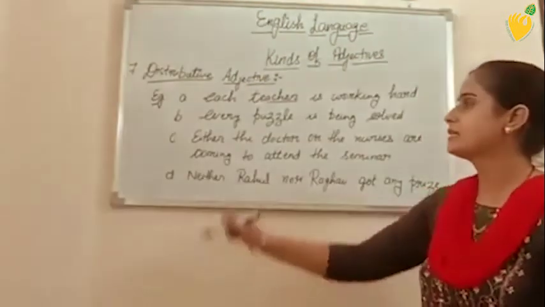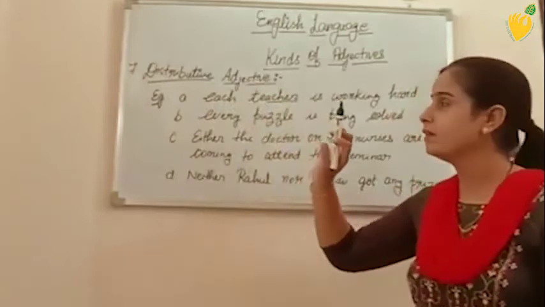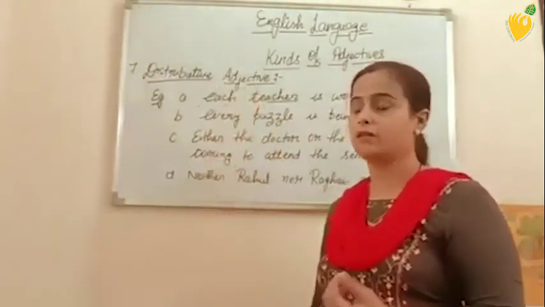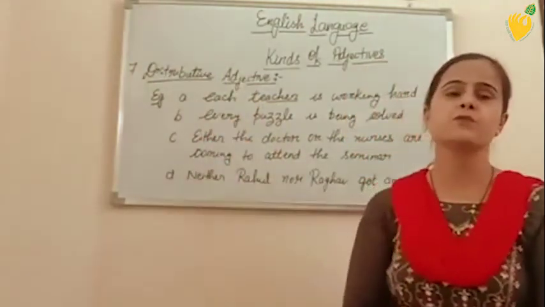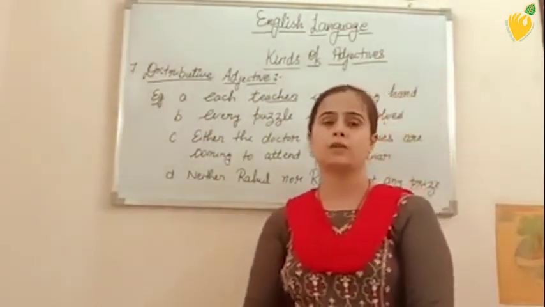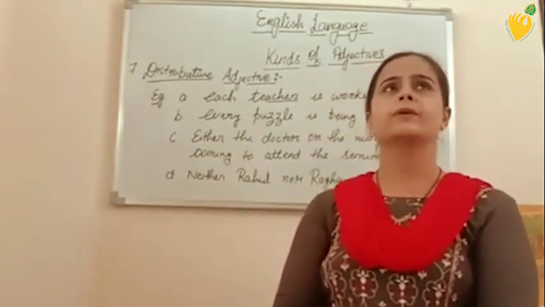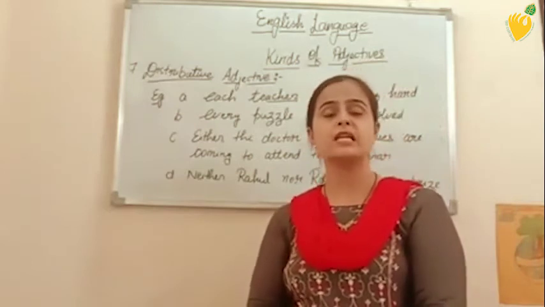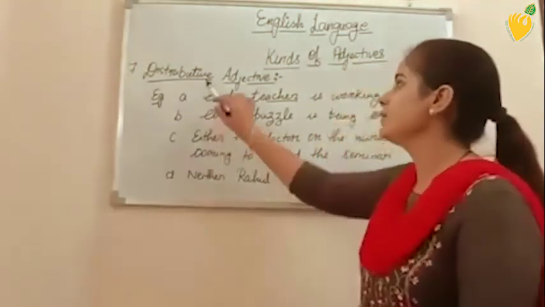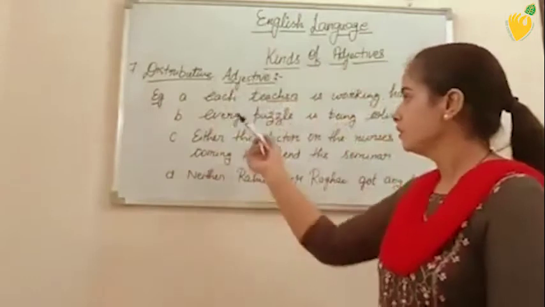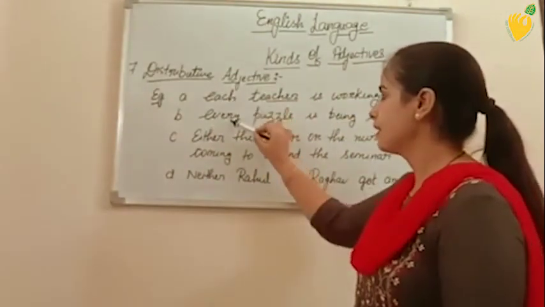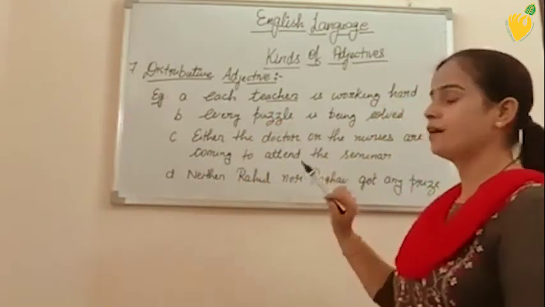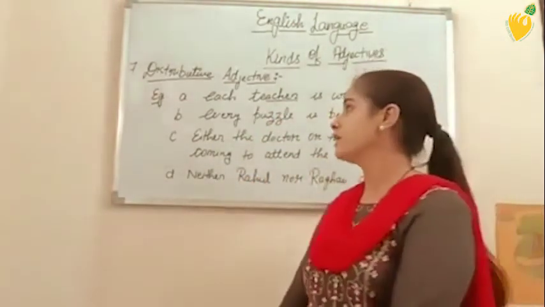Now, students, the seventh one is distributive adjectives. Distribute means to divide something. So, the words which we use to distribute the members or things of a group, or you can say the adjectives which we use to refer to each one of the nouns, are known as distributive adjectives. The words such as each, every, either-or, and neither-nor are used as distributive adjectives.